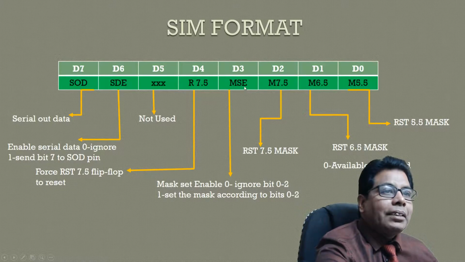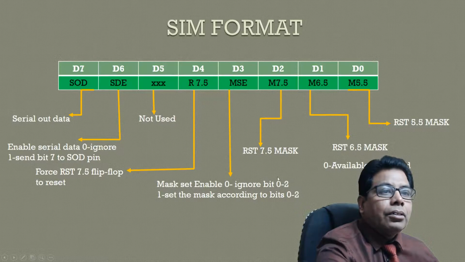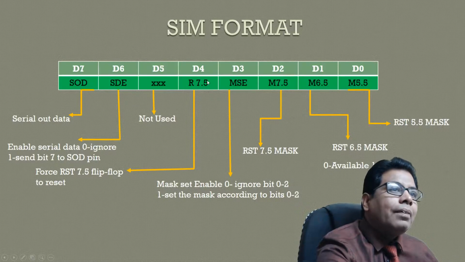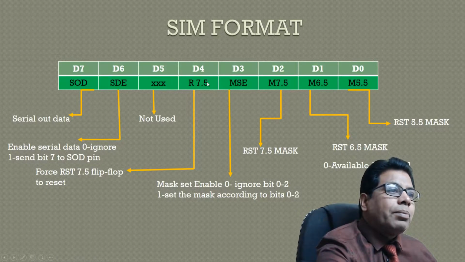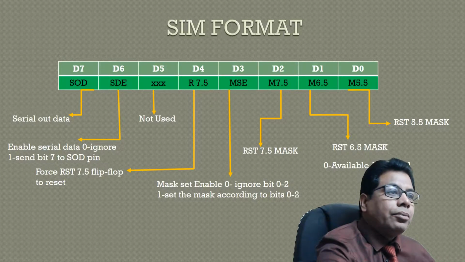Then this MSE, mask set enable: if it is 0, then bits 0 to 2, that is D0, D1 and D2, are ignored. If it is 1, then we can set the mask according to the bits D0 to D2. Then this bit is particularly for the RST 7.5 interrupt. It resets the flip-flop of RST 7.5.